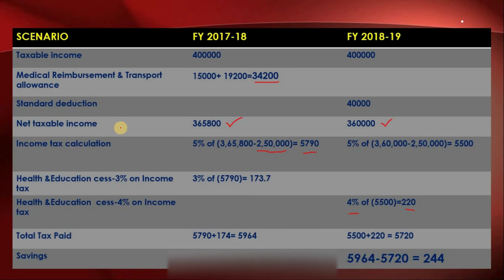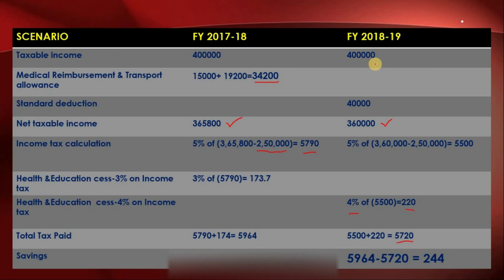So what will be the total tax paid by you? It will be this 5,790 income tax plus health and education cess on the tax. That is 5,790 plus 174, which is equal to 5,964, which you used to pay previously. This year, this 5,500 plus 220, which will be 5,720 rupees. This year, we can end up with savings of 244 rupees if your annual income is 4 lakhs.